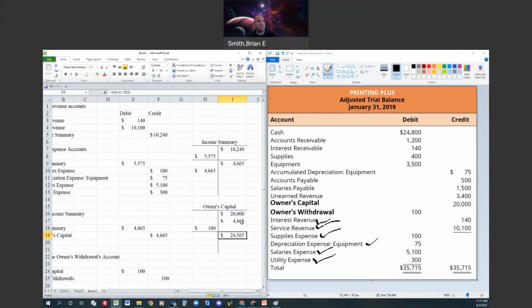So this is basically your summing up of how to do the journal entries for closing out your temporary accounts to the owner's capital account.